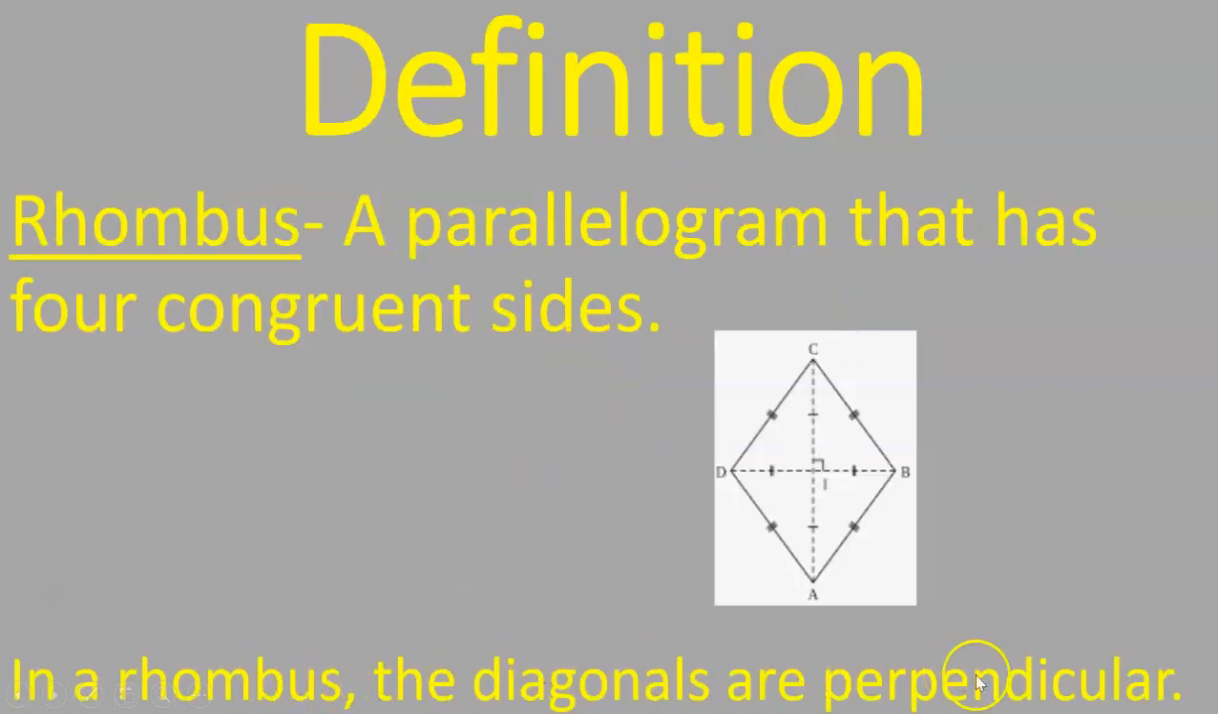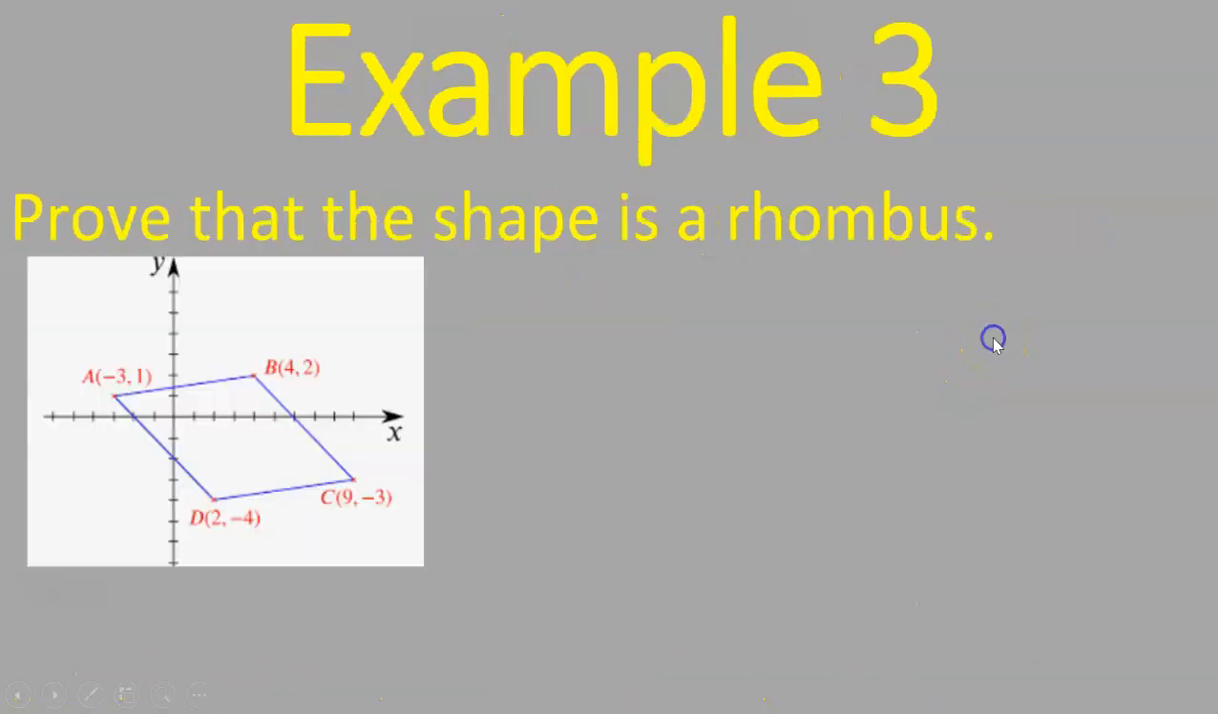In a rhombus, the diagonals are perpendicular. So we have a choice here. Because all 4 sides are congruent, we could just go for 4 distance formulas and show that all 4 distances are the same. What's probably a little easier though is to go for the diagonals.